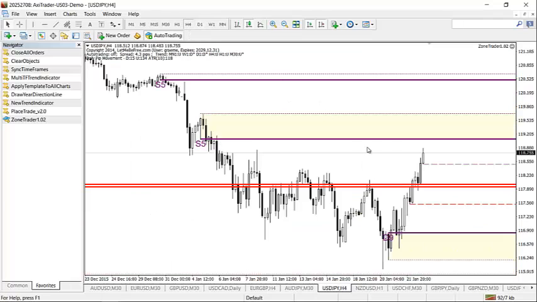Let's go down to the 4-hour chart, and here we can see a couple of pretty good supply zones. This one in particular I quite like the look of. It's a historic zone compared to where the source was, so that's always a good thing.